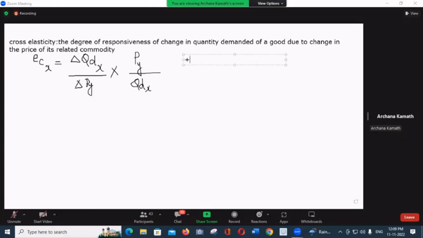So when you get positive, X and Y are related as substitute goods, and when it is negative, X and Y are said to be complementary goods. The positive and negative signs matter for cross elasticity as well.